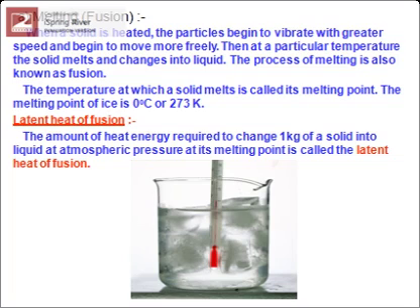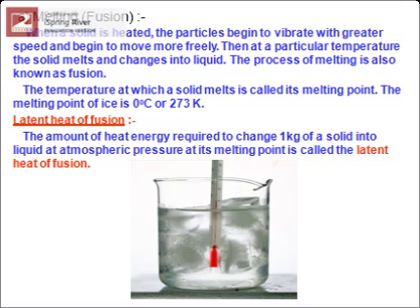So the important thing here is, at a particular temperature the solid melts and changes into liquid. The process of melting is also known as fusion. The temperature at which a solid melts is called its melting point. The melting point of ice is 0 degree Celsius or 273 Kelvin. So children, here we discussed the melting process.